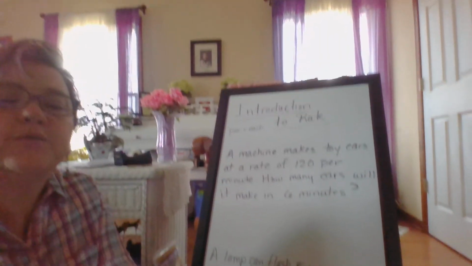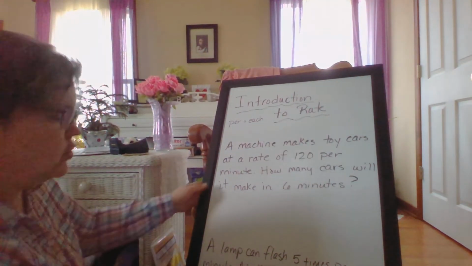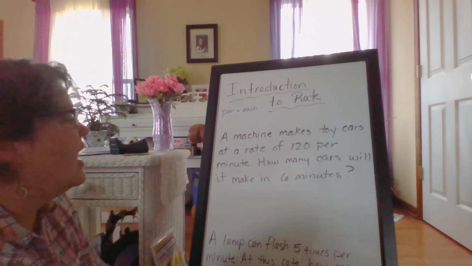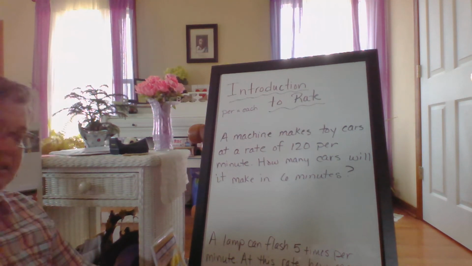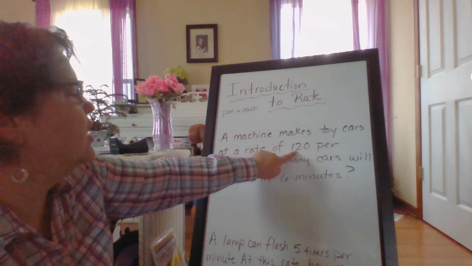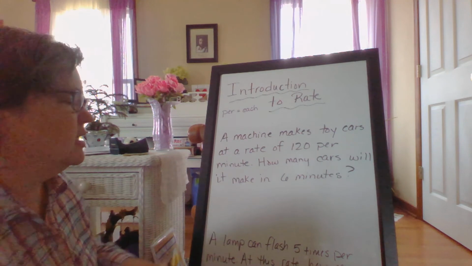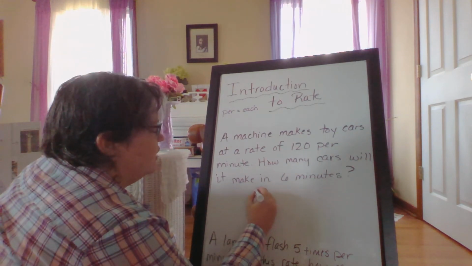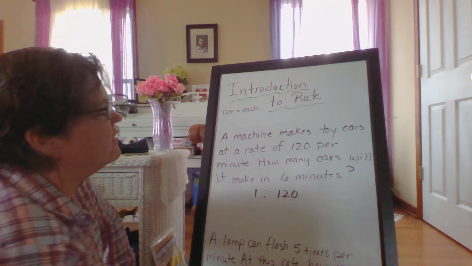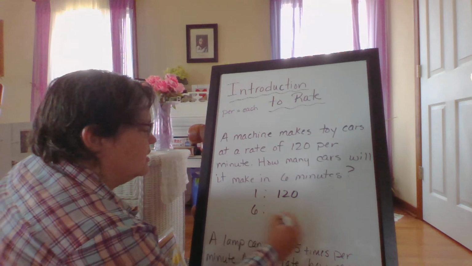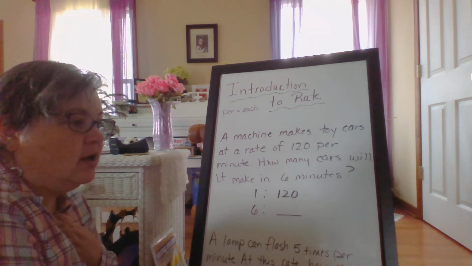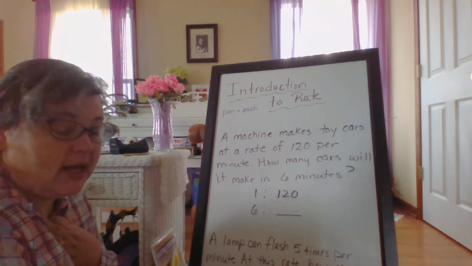Okay, so let's read this first one. A machine makes toy cars at a rate of 120 per minute. How many cars will it make in 6 minutes? So let's look at this. What do we know? We can do 120 per minute. So let's write that down. For every minute, they can do 120. How many can they do in 6 minutes? Now, once again, I'm writing it in ratio form because it helps me to know how I'm going to get to my answer.